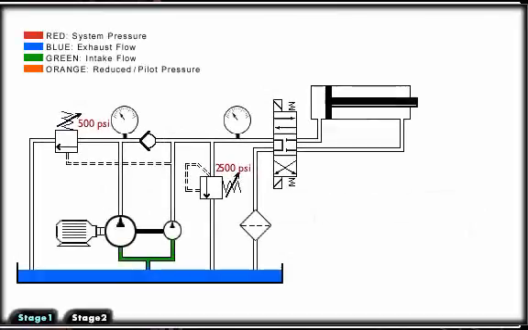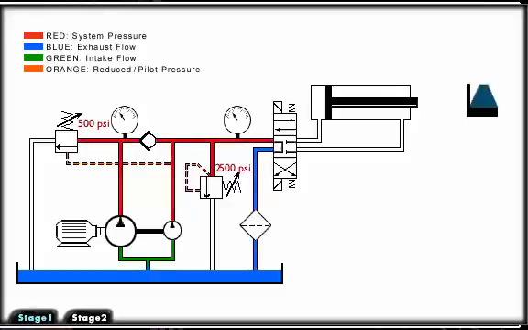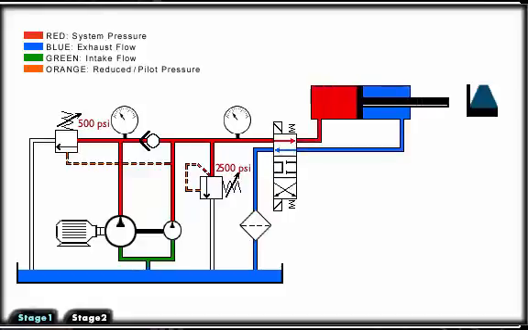This is a high-low circuit. Such a circuit would be used to achieve high speed or rapid advance at low pressure, followed by slow speed and high force. A good example of a high-low system would be a press where the ram would rapidly advance up to the workpiece. At that time, the pressure starts to build.